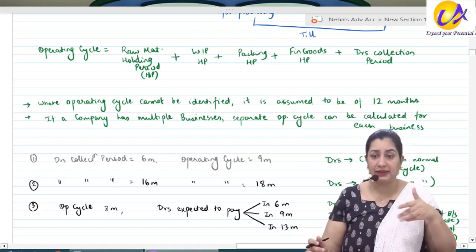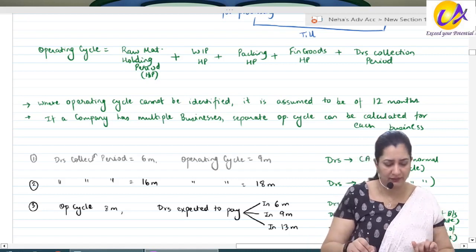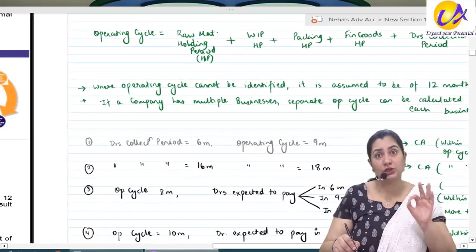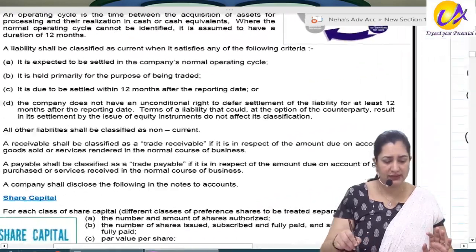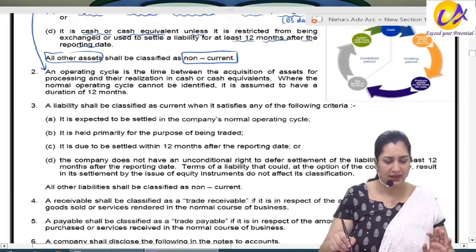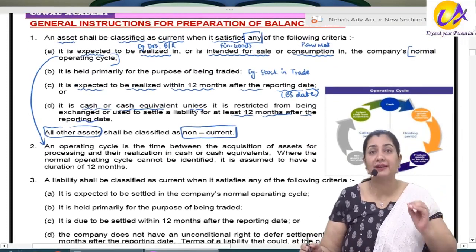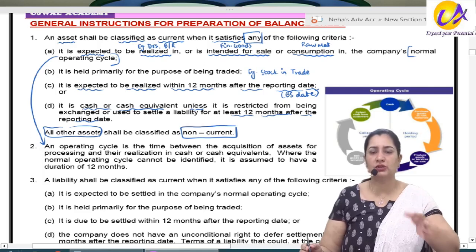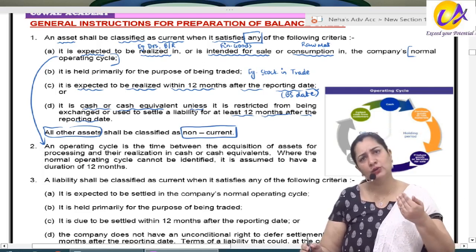And if a company has multiple businesses, you will have to calculate separate operating cycles for each one. Correct? So we have taken a few examples, and these were simple examples. Today we have actual sums that we will see for this. And lastly, it is held for the purpose of being traded. So the whole purpose was to trade it, meaning you want to sell it, like stock in trade. Then it will always be a current asset.